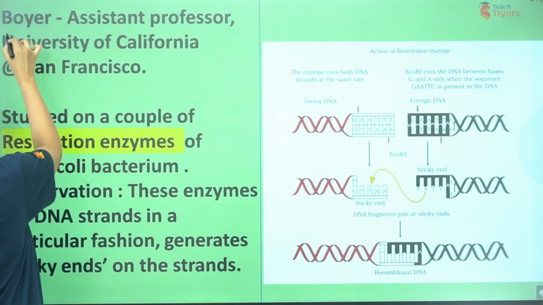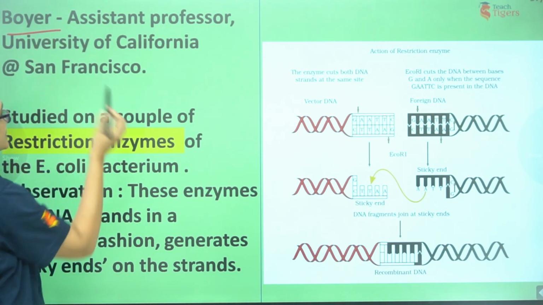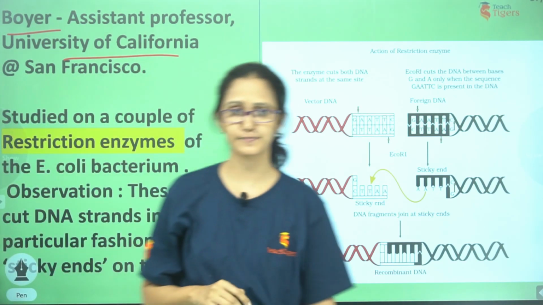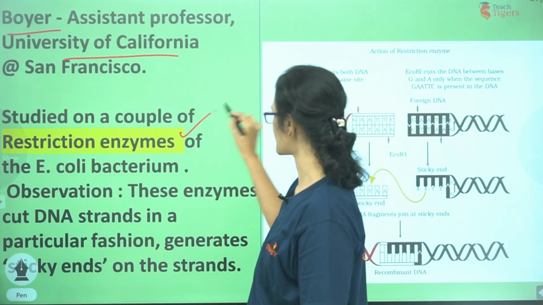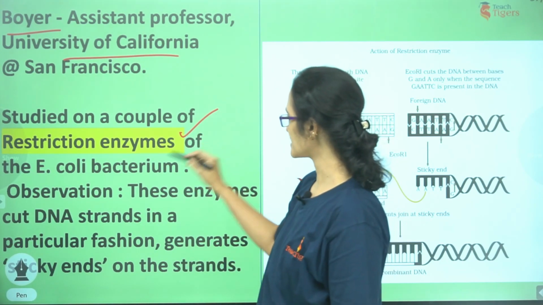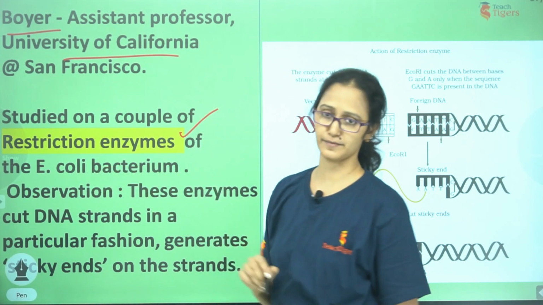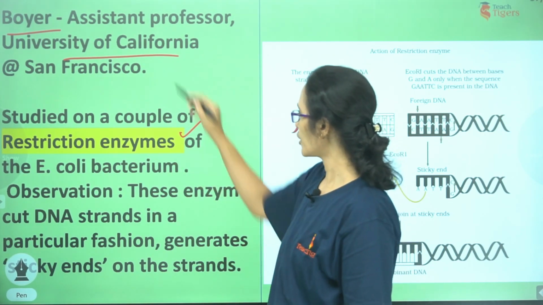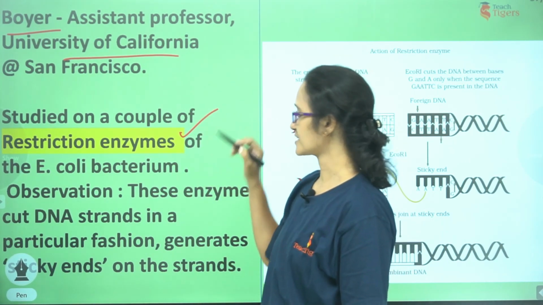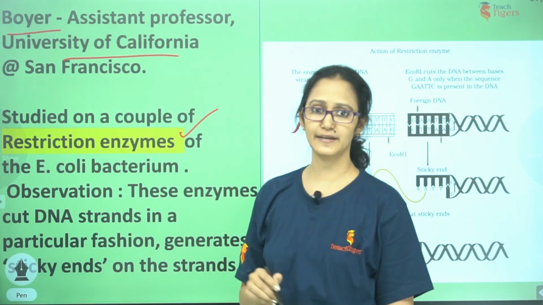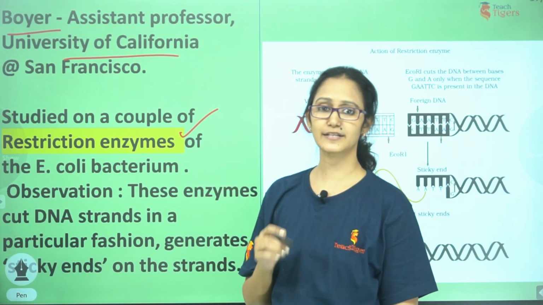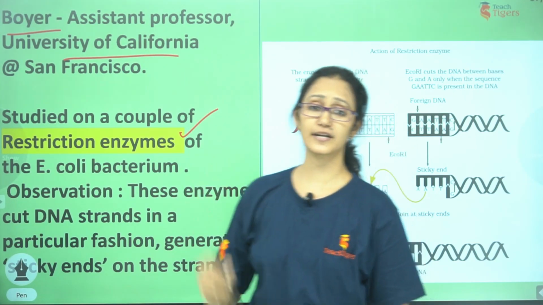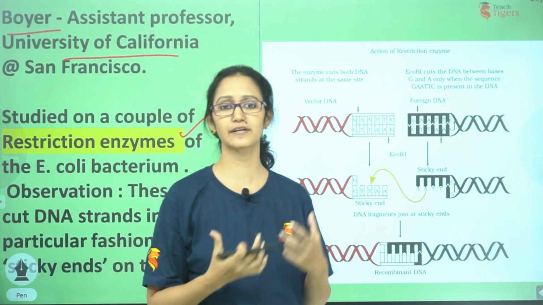So here, Boyer was an assistant professor in the University of California. He was working with a set of enzymes called restriction enzymes. These restriction enzymes are present in the E. coli bacterium. What was the significance of these restriction enzymes? Boyer observed that these restriction enzymes make cuts in a DNA, not at random, but at a specific sequence. And as a result, the fragments generated after the cut have a specific pattern.